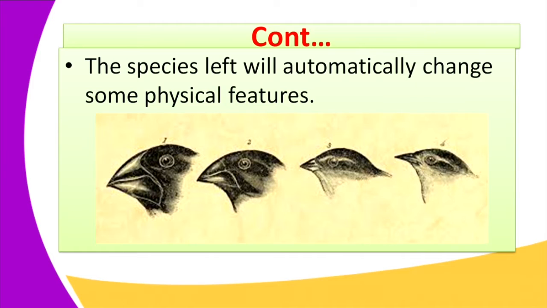This occurred when some of the species, or rather the animals or organisms, were left. They automatically change their physical features. Although not all the physical features change, some of the main physical features will definitely change, so that this species adapts to the environment after it has been left alone, or rather isolated.